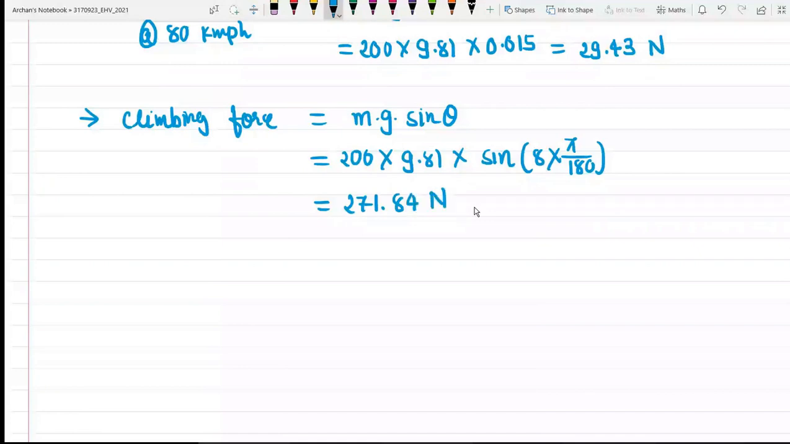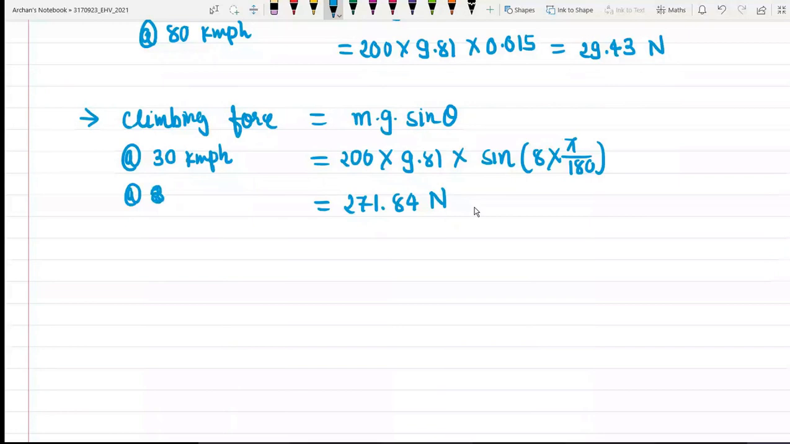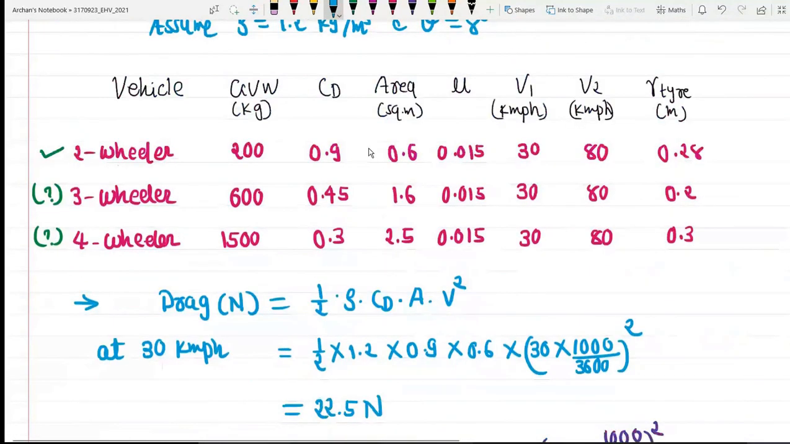This is the answer at velocity v1, that is 30 kilometer per hour. As this climbing force is also independent of the velocity, the force at 80 kilometer per hour should also remain the same, that is 271.84 Newton. Similarly, you will be able to find the aerodynamic drag, rolling resistance, and climbing resistance for the three-wheeler and four-wheeler vehicles. It is up to you to calculate these three parameters for these remaining two vehicles at v1 30 kilometer per hour and velocity v2 80 kilometer per hour.